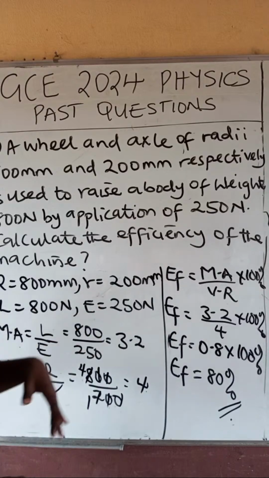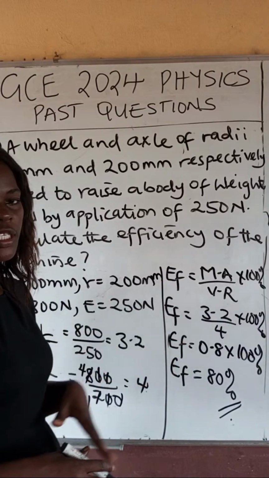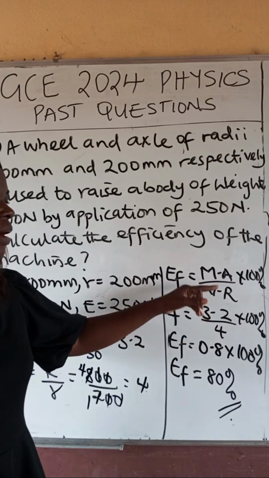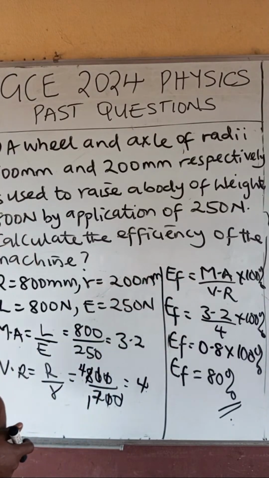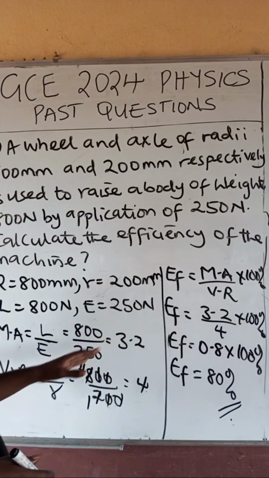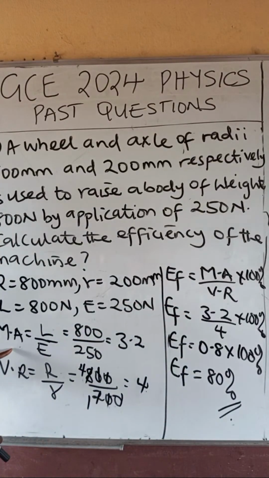If you are starting to use this formula of efficiency, which is MA over VR times 100%, but we don't even have MA or VR, so what you are going to do is work it out, then substitute. So let's go. What's my MA? My MA is load over effort. So what is the load? 800 divided by effort, which is 250. By the time you divide, I'm going to get 3.2 because it does not have any extra units.